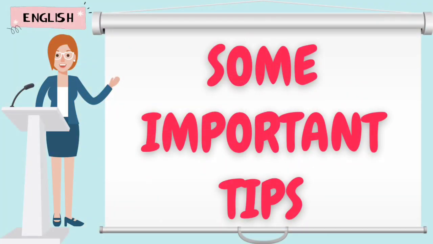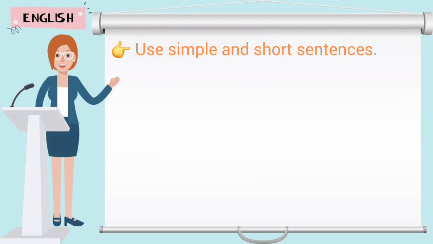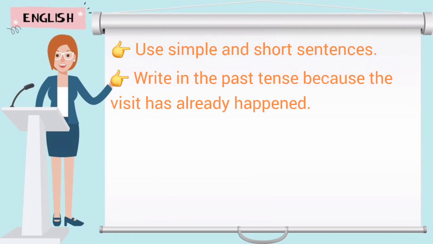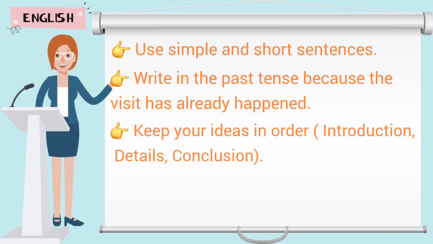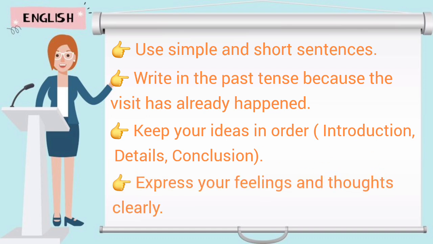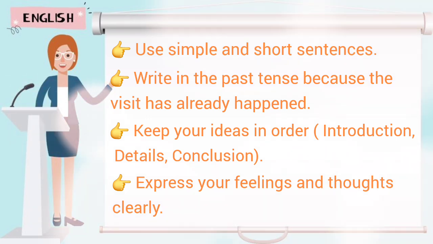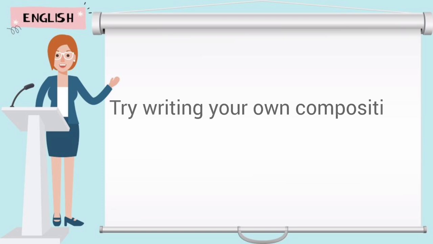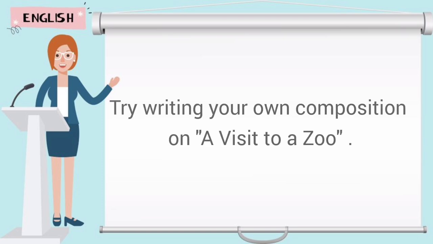And here are some important tips to write this composition. Use simple and short sentences. Write in the past tense because the visit has already happened. Keep your ideas in order. First introduction, then details, and then conclusion. And express your feelings and thoughts clearly. So dear students, if you follow these steps, you can easily write a good composition. Now I want all of you to try writing your own composition on a visit to a zoo using these steps.